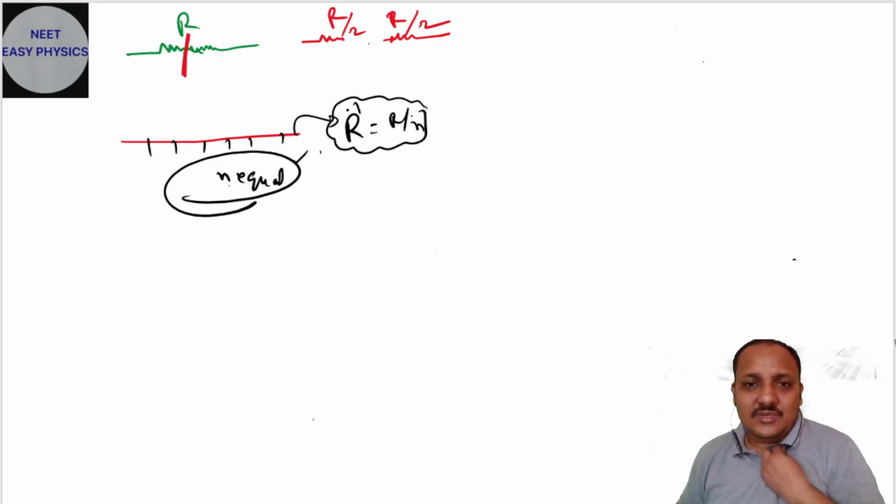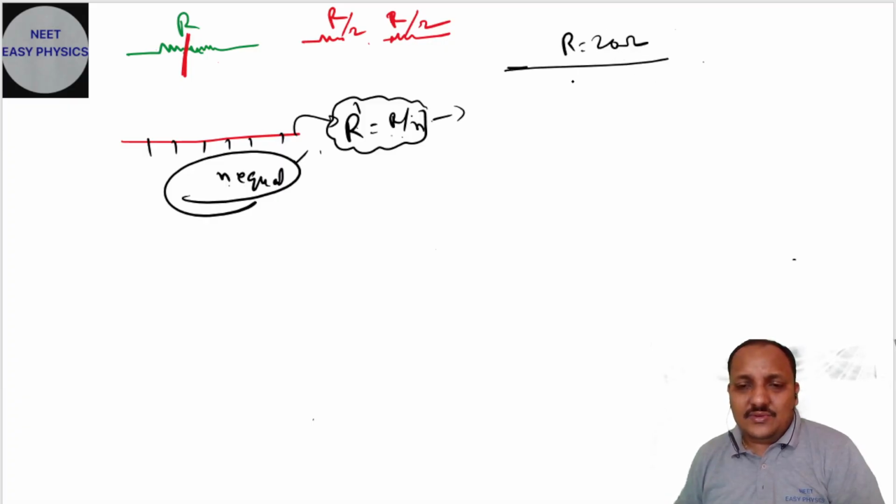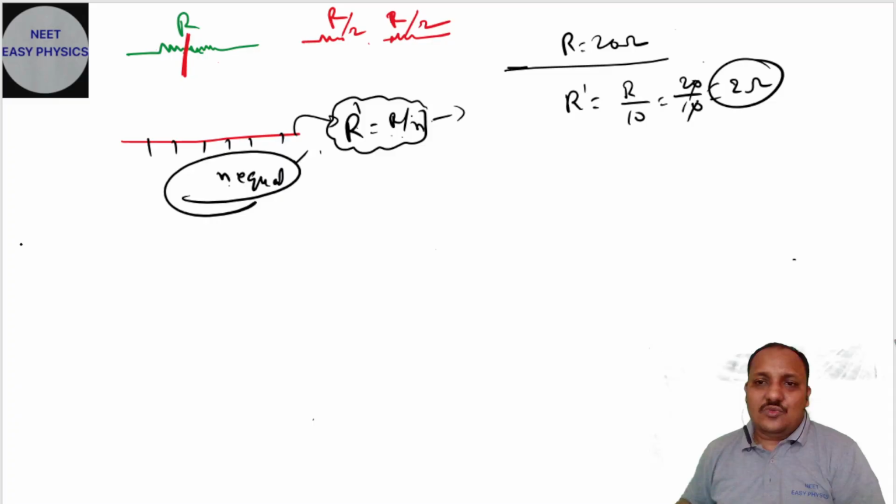We have to remember this one. If a wire of resistance capital R is divided into n equal parts, each part resistance is R by n. Let us assume a wire of resistance 20 ohms is divided into 10 parts. Then what is the each part resistance means? R by 10, so 20 by 10. Each part resistance is 2 ohms. On this, they will ask some problem. How they will ask? We will see.